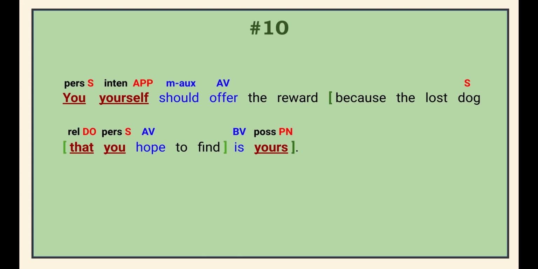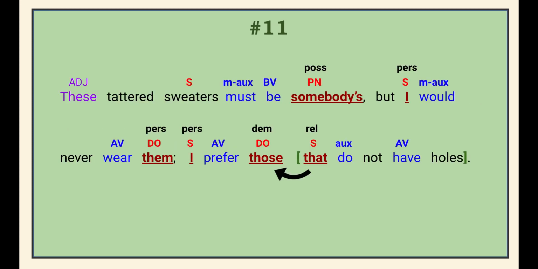Number 11. These tattered sweaters must be somebody's, but I would never wear them. I prefer those that do not have holes. Our verbs are must be, would wear, prefer, and do have. Remember, not is not a verb. It is an adverb of negation.